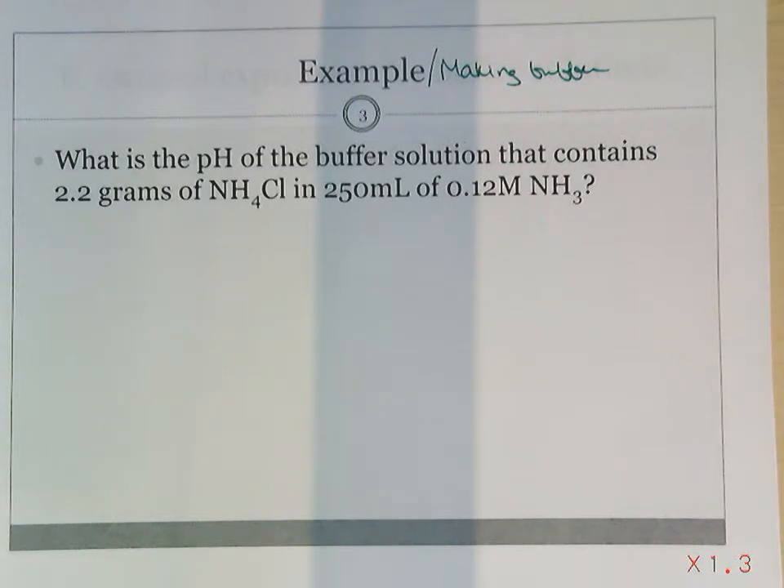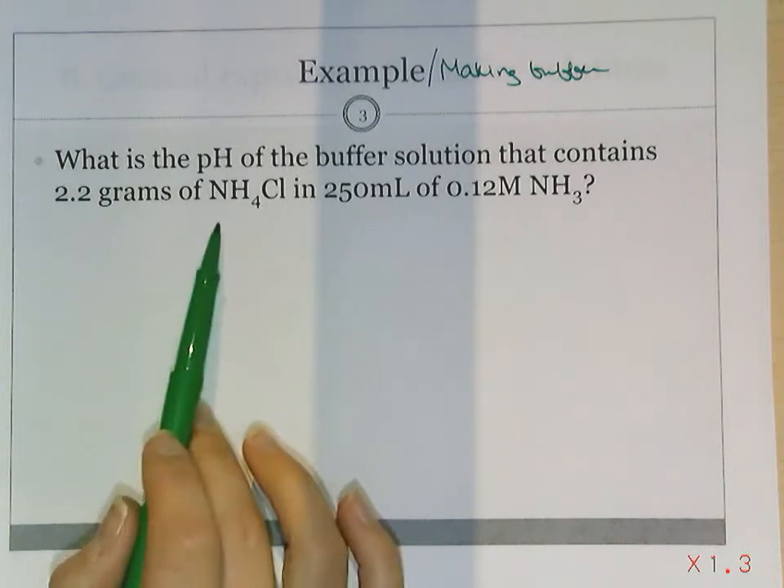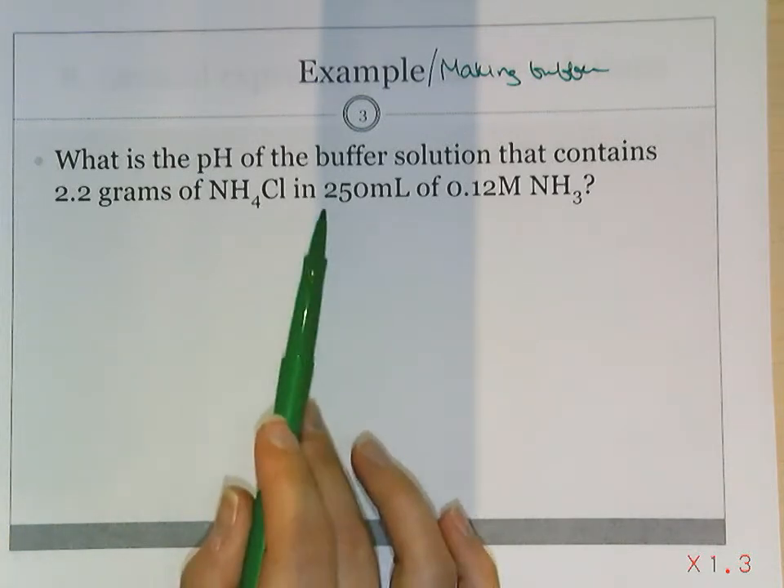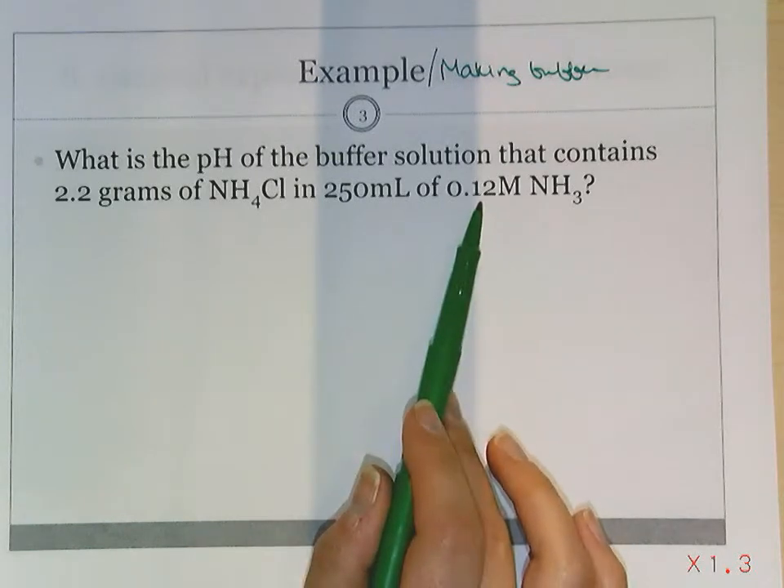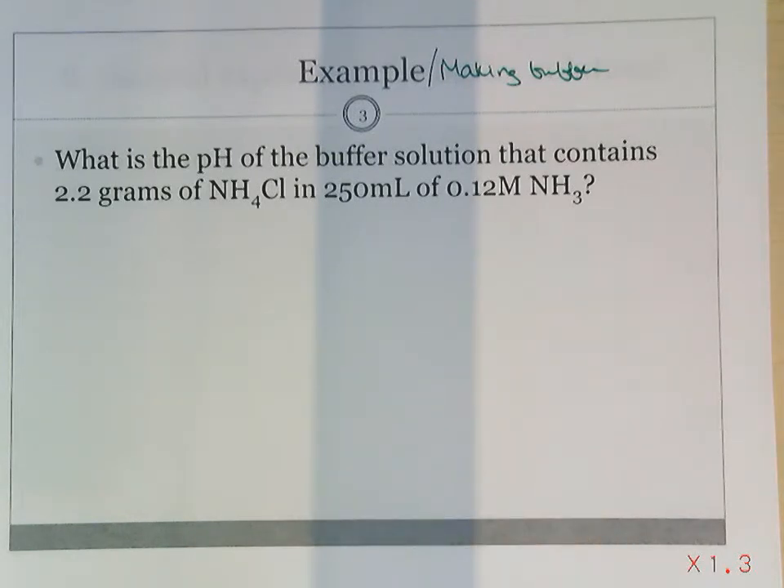What is the pH of a buffer solution that contains 2.2 grams of ammonium chloride and 250 milliliters of 0.12 molar ammonia? Where this is going to be different from what we've done before is that now I have two things in my solution at the initial. All the other ICE charts we've done up to now had only one component. Now we have two components. So what do I need to do in order to use an ICE chart? What kind of solution do I need to be in? Right, I need to be in concentrations. I need to be in molarity. I am not in molarity yet.